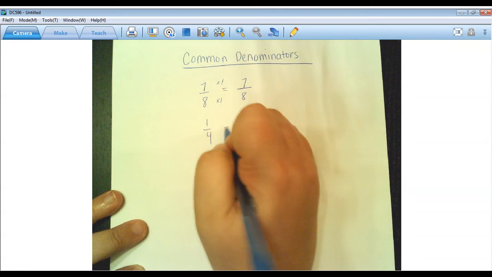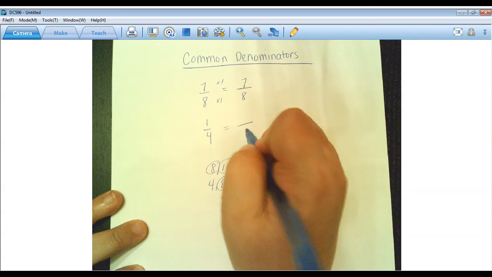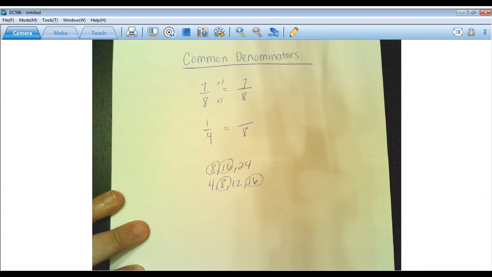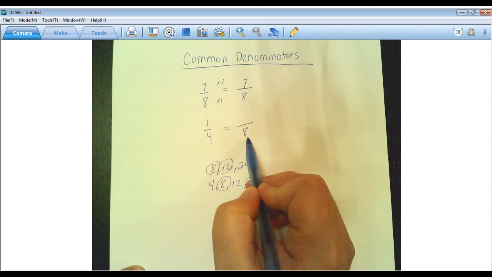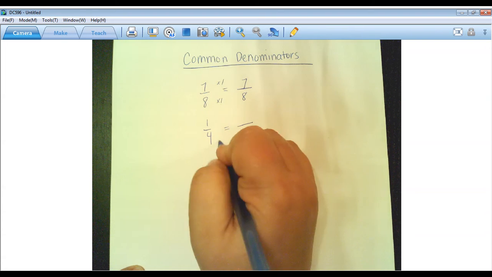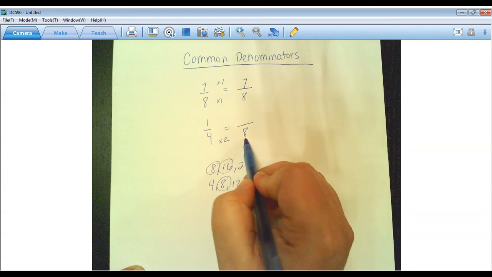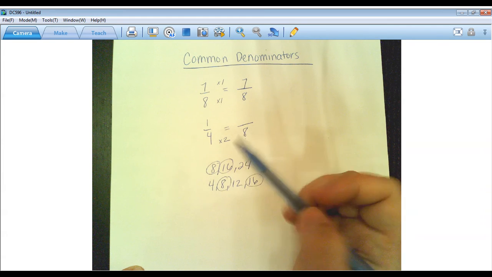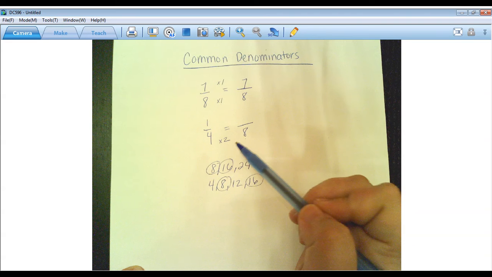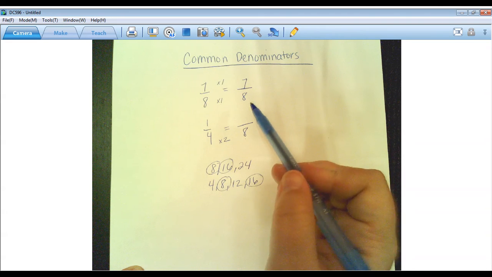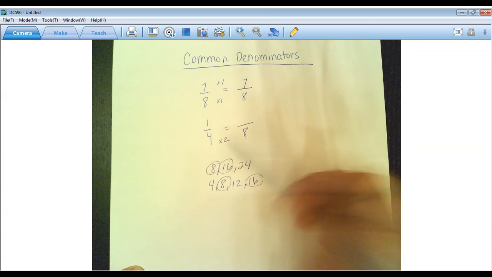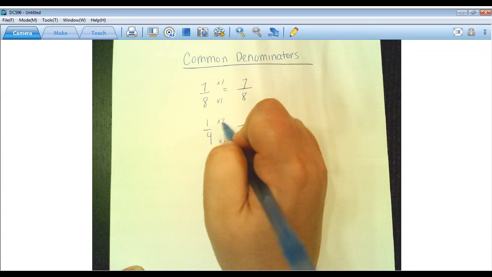And now I'm going to make 1/4 into 8ths. So I'm going to think about how do I jump from fourths to eighths? Well, I know that 4 times 2 will give me 8. Now, in order to keep the ratio or the proportion of the fraction the same, whatever I do to the numerator, I have to do to the denominator. So whatever I do to the denominator, I have to do to the numerator.